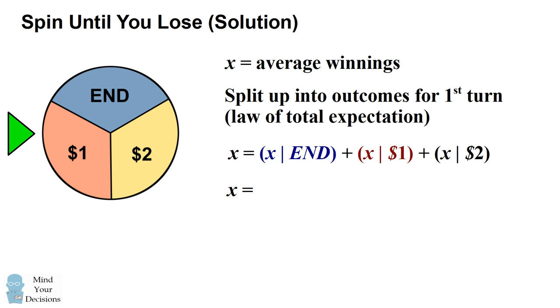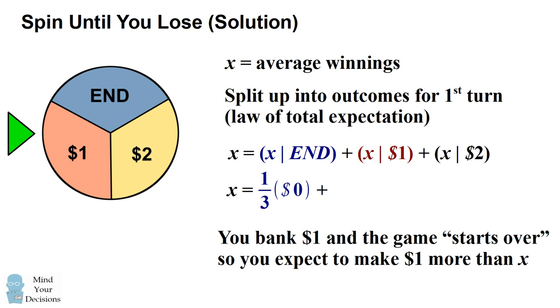Now if we land on end on the first turn, there's a 1/3 chance that we're going to end up with $0. We simply end the game. What happens if we land on $1 on our first turn? In that case, we're going to get $1 in our bank, and essentially we start the game exactly over. Because once you've banked $1, it's like you started the game from scratch. You're going to expect going forward a total value of x dollars. So if you land on 1 on your first turn, then you're going to expect $1 more than x. So there's a 1/3 chance you'll end up getting x plus $1.